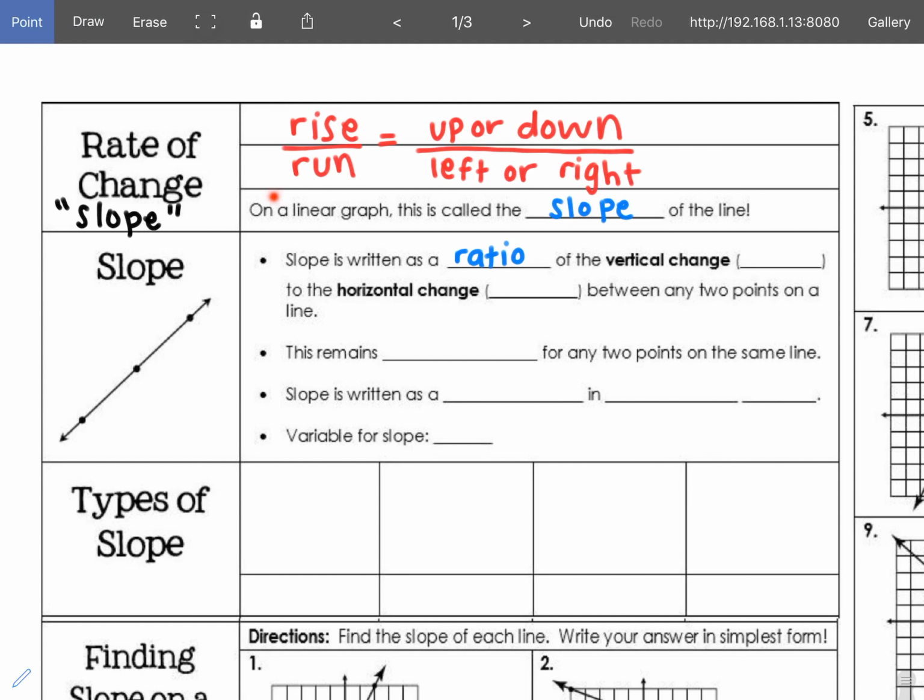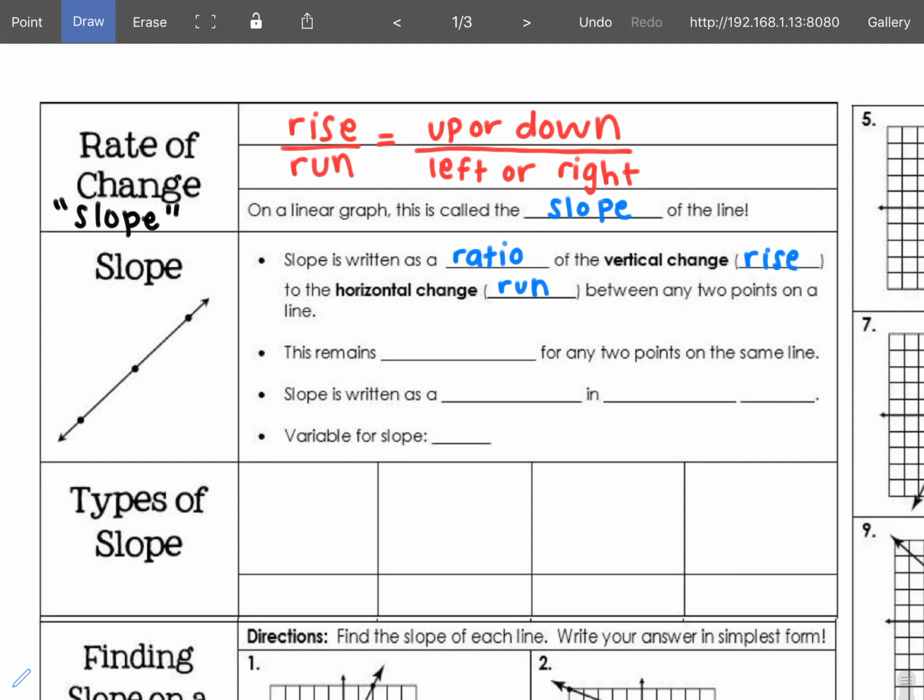So look up here really quick. You see how this is written as a fraction? Like if I wrote, don't write this, 5 over, I don't know, -2, do you agree that 5 over -2 is a fraction? Yeah, right? So that's a ratio. It's also called a ratio. So slope is written as a ratio or a fraction of the vertical change, which we called rise above, right, to the horizontal change, which is run.